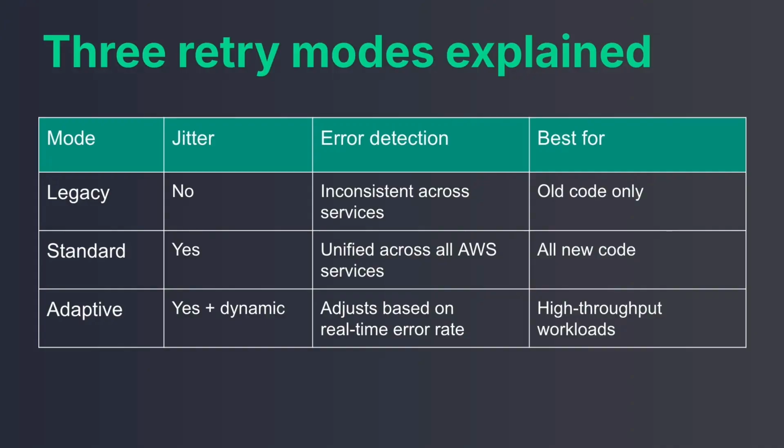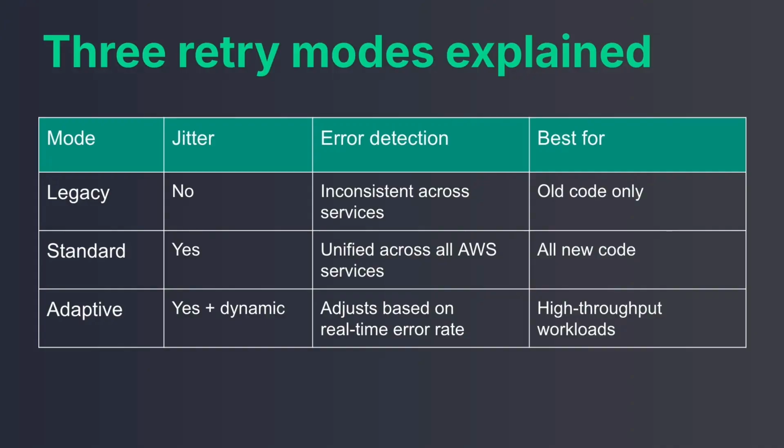It has a unified error detection list that works consistently across all the AWS services. So throttles, transient failures, and connection errors all get caught correctly, regardless of which service you're calling. And it adds jitter to the backoff. AWS now recommends standard mode for all new code.